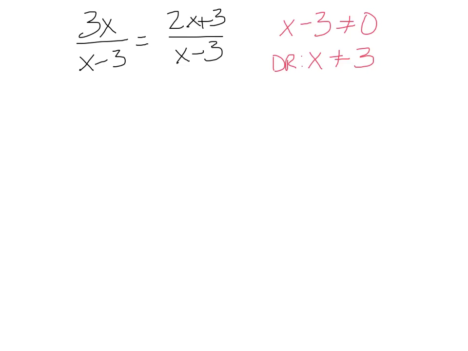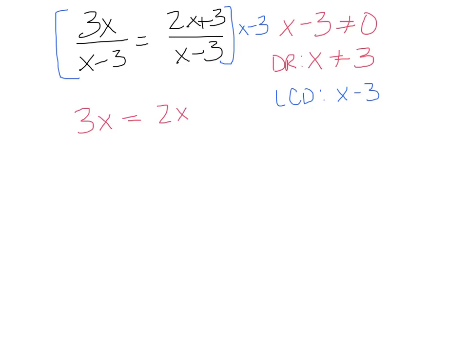Now we need to find the least common denominator. They both have the same denominator, so x minus 3 is the least common denominator. Now to clear that out, I'm going to multiply the whole equation through by x minus 3. So I'm going to end up with the x minus 3 canceling out, and I'm going to be left with just 3x in the first fraction, equals, again, the x minus 3's are going to cancel, 2x plus 3.